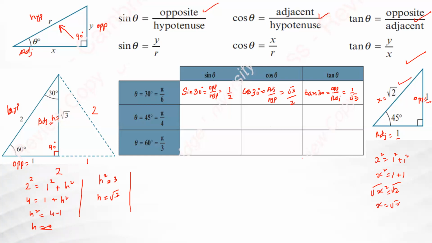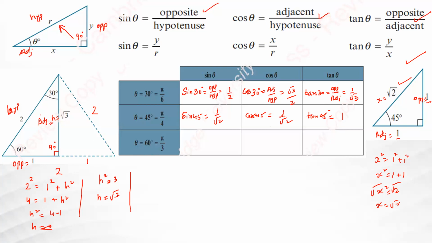So the rest is the same concept. Sine 45 is opposite over hypotenuse. So opposite is 1 over square root of 2. Cos 45 is adjacent over hypotenuse, again the same answer. And tan 45 is opposite over adjacent, meaning 1 over 1, that gives us 1.